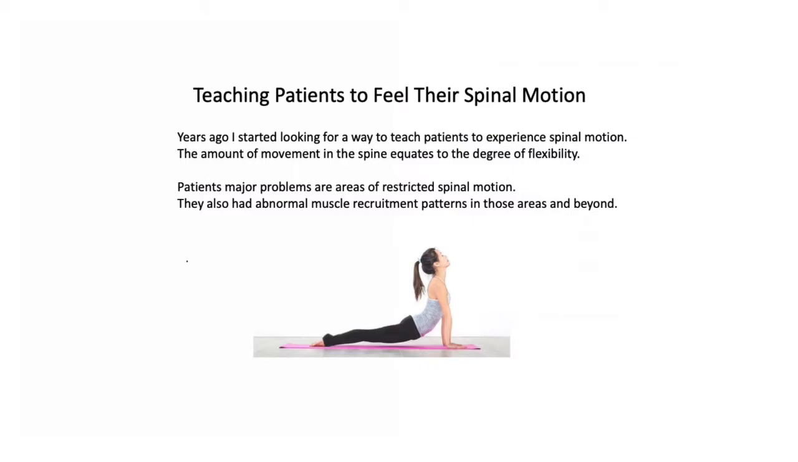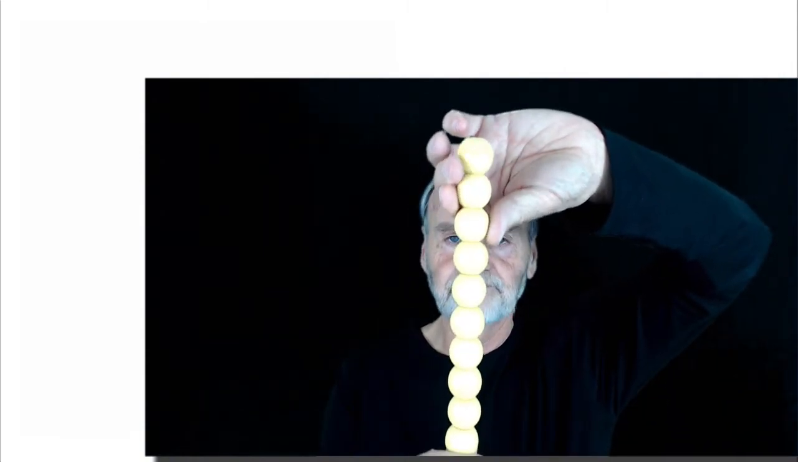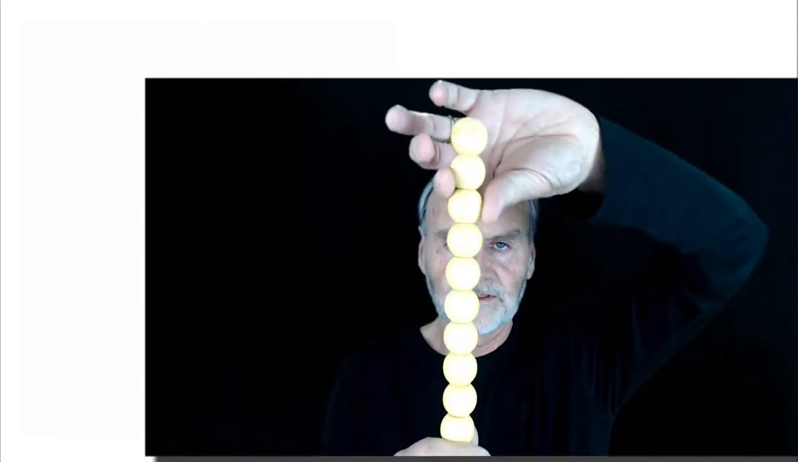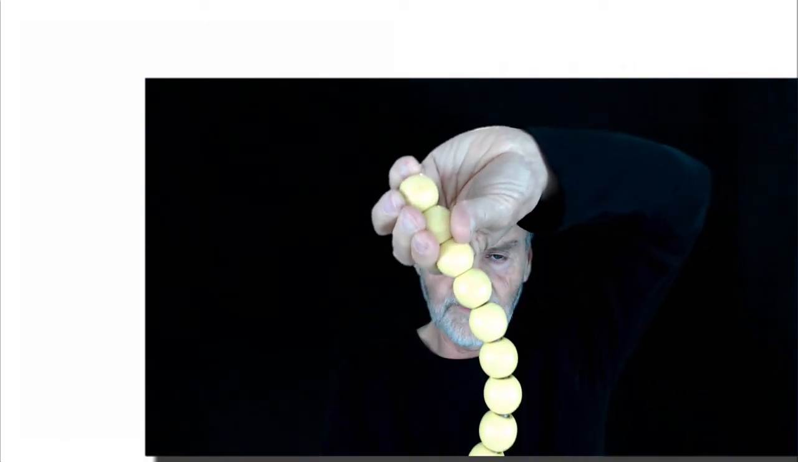So what we found was that not only along with the areas of motion that are restricted, but also that areas where restriction meets an area of motion also contribute to a problem. So let's take a look at this. If this is your spine, a representative, and each one of these balls represents a vertebra, as we move, each vertebra should move along with it.